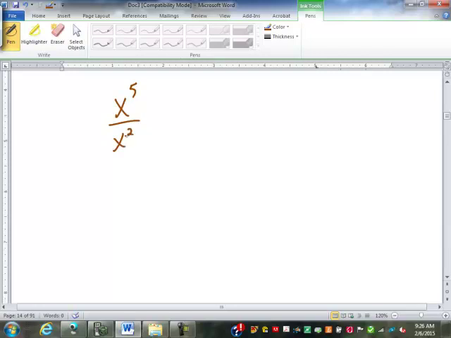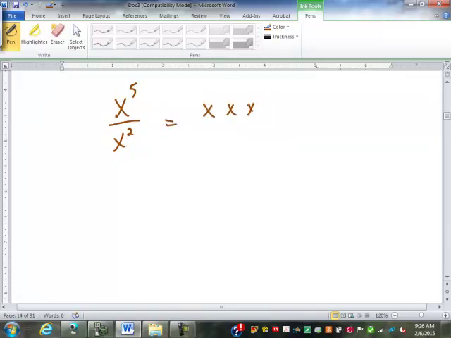We have something like this, x to the 5th divided by x to the 2nd. Now that is divided by, but I wrote it like this on purpose because remember we've mentioned that division and fractions can kind of go back and forth. A division problem can be written as a fraction, and a fraction can be thought of as a division problem. So I wrote it like this on purpose because we're going to treat this division like it's a fraction.